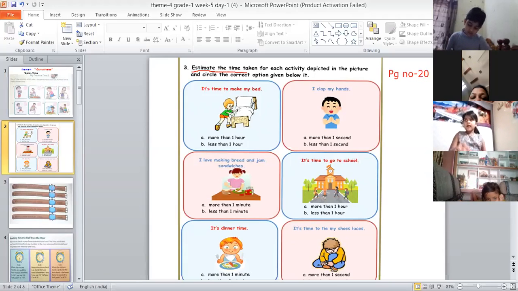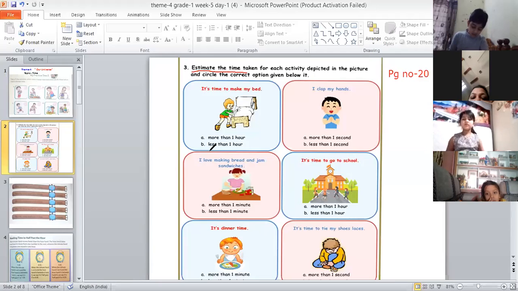Zed, please unmute yourself. Yeah. What that boy is doing in the first picture? It's time to make my bed. Yeah, so it's written there in the first picture. It's time to make my bed. Okay, so how much time you will take to make your bed? What are the options given?